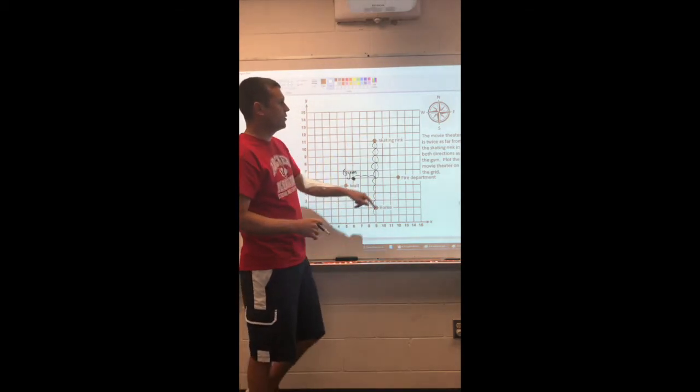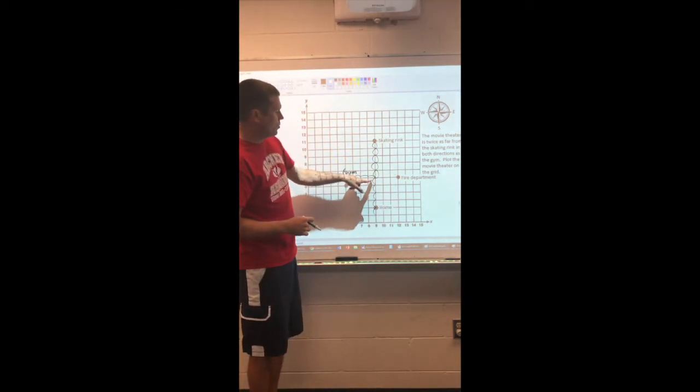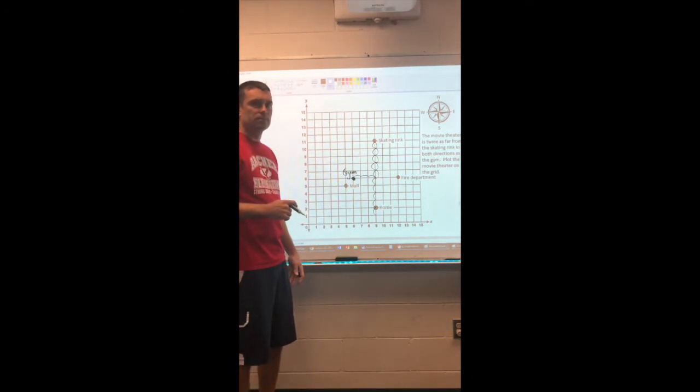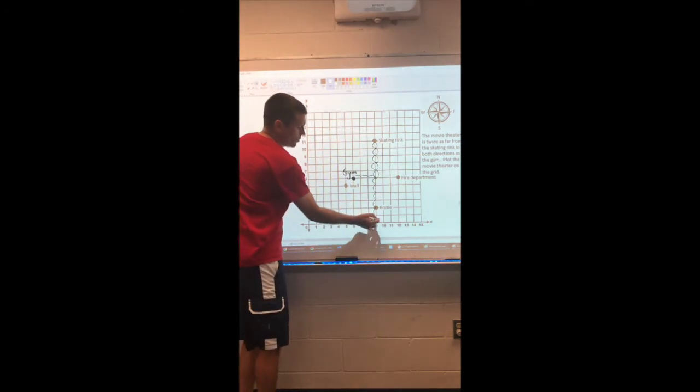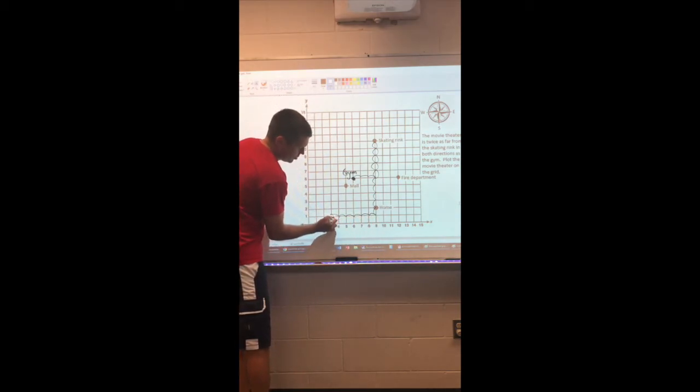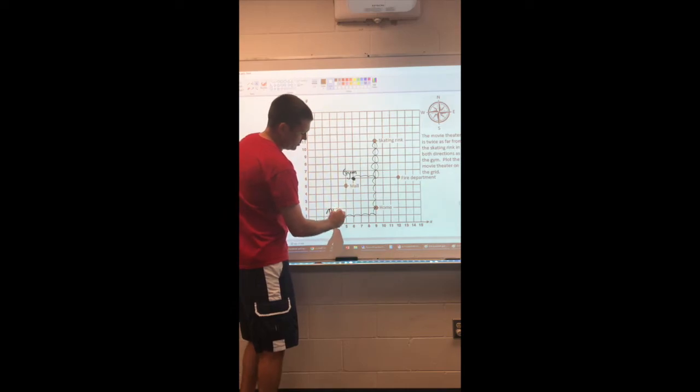So 10 south. And the gym was 3 west. So how far west would the movie theater be? 6. So 1, 2, 3, 4, 5, 6. Put my dot and label it movie theater.